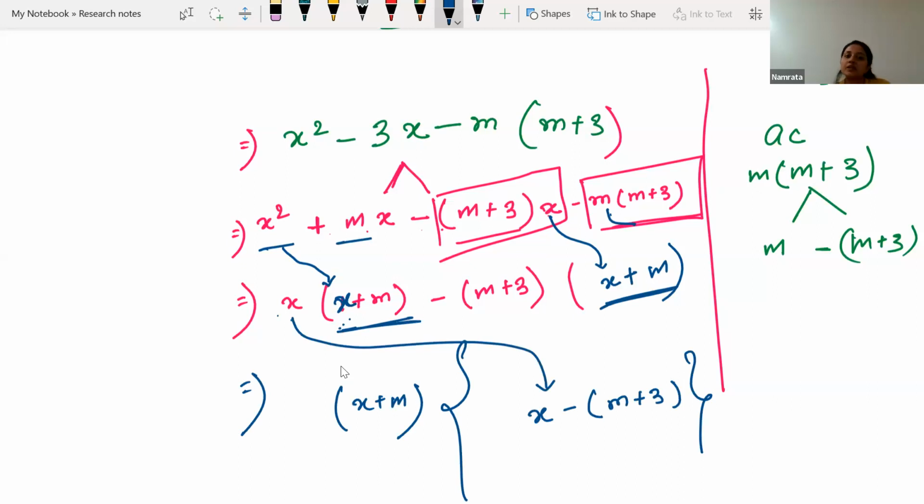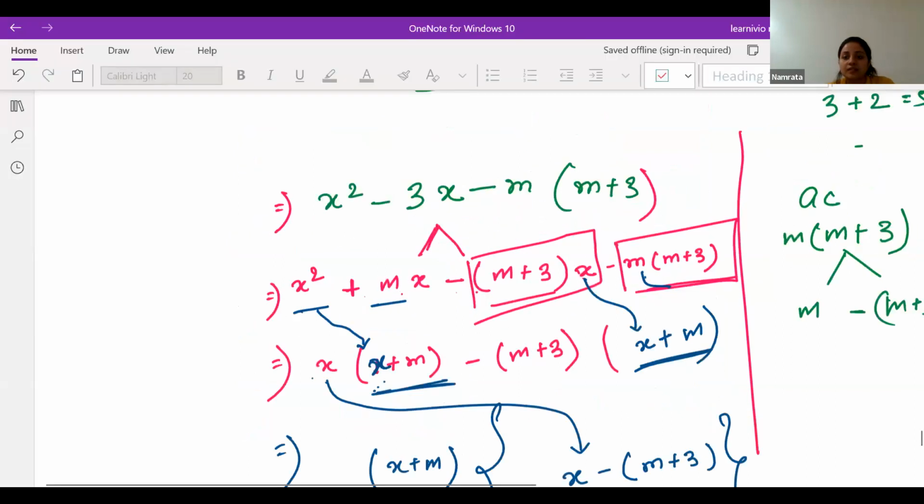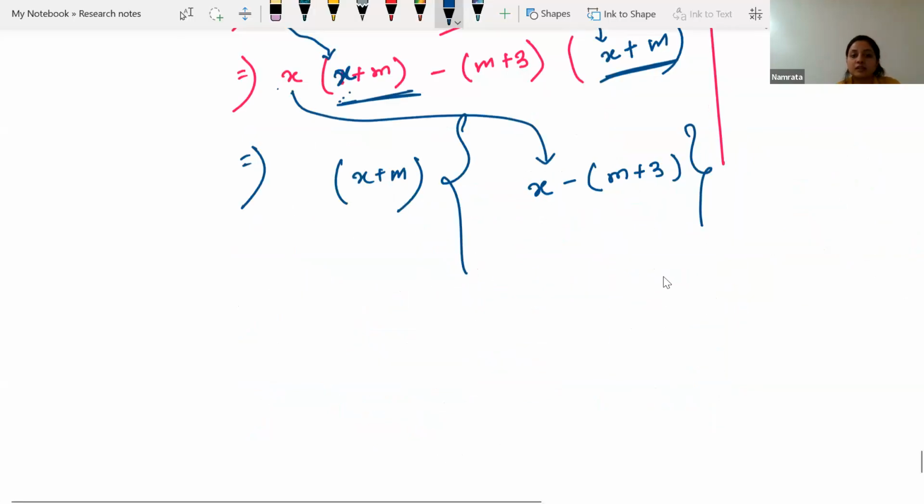Are you getting it? Any confusion? There are so many steps we are doing, where we are taking the common factors and all. Is it making sense to you? Yes, ma'am. Yes, Aisha, getting it? Yes, ma'am. Okay, so we ended up getting factors in this form, x plus m and x minus m plus 3.